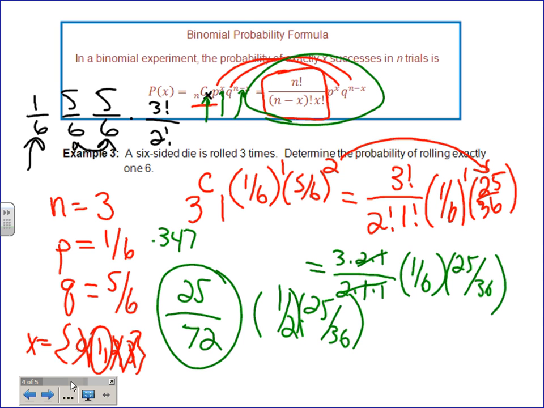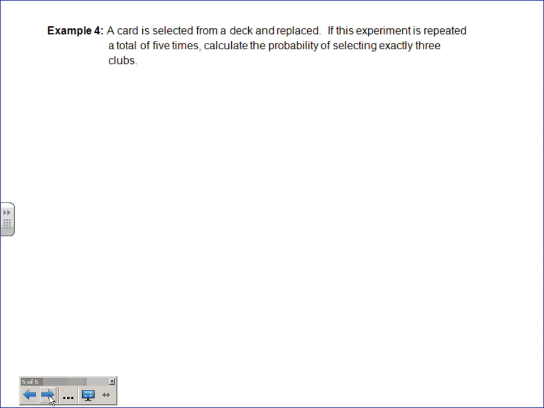Okay. Once you get to your calculator, you're just going to type in N, P, and X. Done. Right? You don't have to. It's already in there. I don't think it's in the smaller ones. It's in the 83s, though. And I will show you how to use them, but you need to show me you can do it by hand first. So a card is selected from a deck and replaced. If this experiment is repeated a total of 5 times, calculate the probability of seeing exactly 3 clubs.